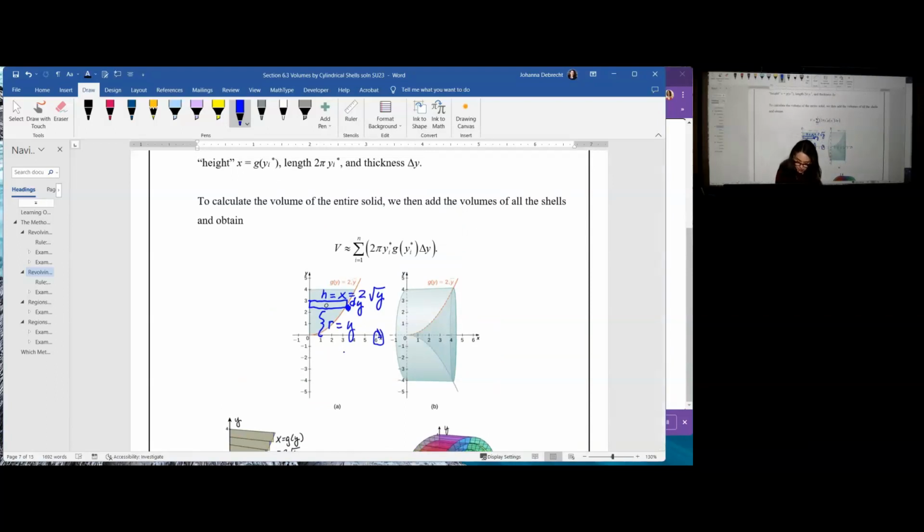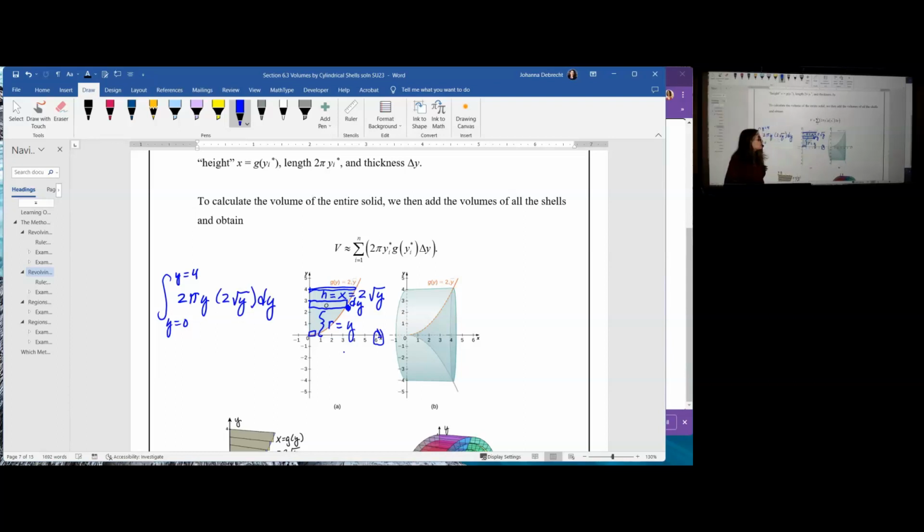Our lowest strip is going to be drawn here at y equals 0. And our highest strip, well, I can't quite get it all on there, is going to be up here at y equals 4. And that means that the integral, in order to find this volume, would go from y equals 0 to y equals 4 of 2 pi times the radius, which is y, times the length or height of that cylinder, which in our case is 2 square root of y, with respect to y.